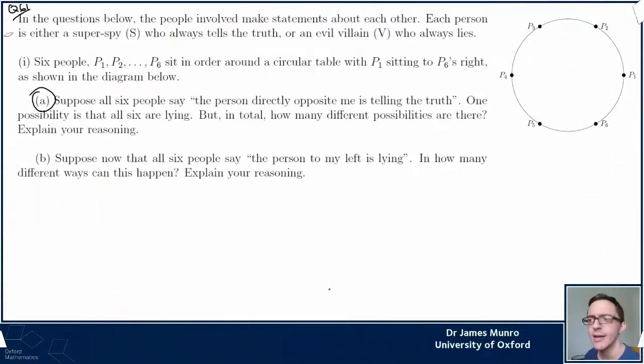When I see these truth and lie problems, I think there are two possibilities for each person. So there are 2 to the 6 possibilities for the configuration. They could all be super spies who tell the truth, or they could all be villains, or something in between. Lucia says you could think about the people in pairs rather than a circle for the first part.